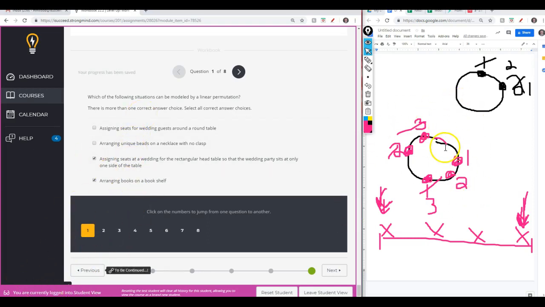Again, remember, circular permutations are if you have anything in a circle. So the key word here is no clasp, because then it doesn't give you a definitive ending and beginning.